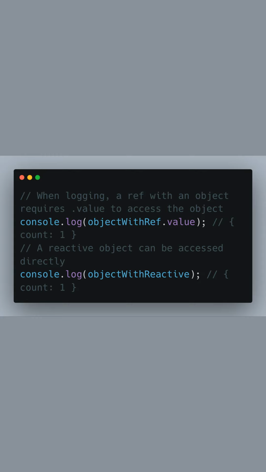When it's time to log the results, you'll notice that we need to use value to access the object inside the ref when logging object with ref, but we can log object with reactive directly, just as we access any regular JavaScript object property. And that sums up the subtle yet powerful differences between using ref and reactive in Vue's composition API.